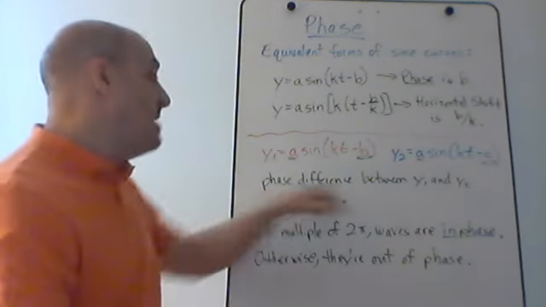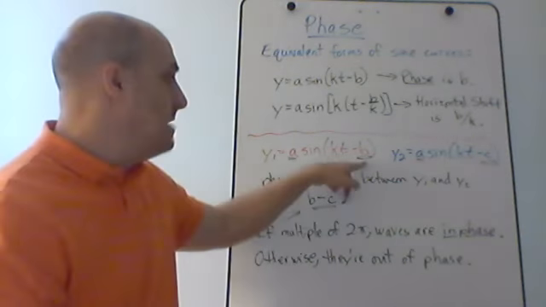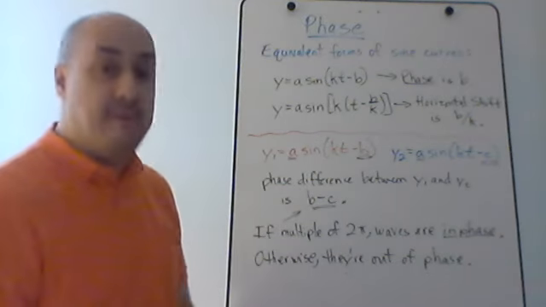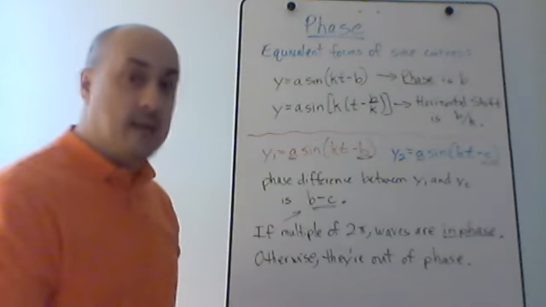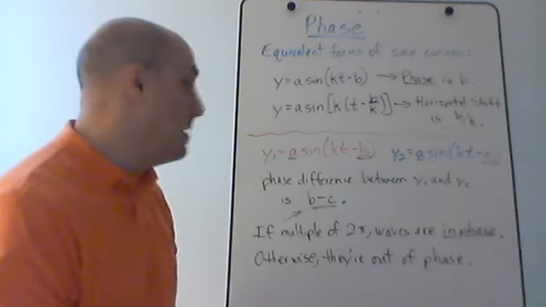And then to find the phase difference between y1 and y2, it's b minus c, right? So the phase of this one is b, the phase of that one is c. If I subtract b minus c, that gives me the phase difference. Again, it makes sense if you know what the phase is. Difference is the subtraction, the difference between the two by subtracting.